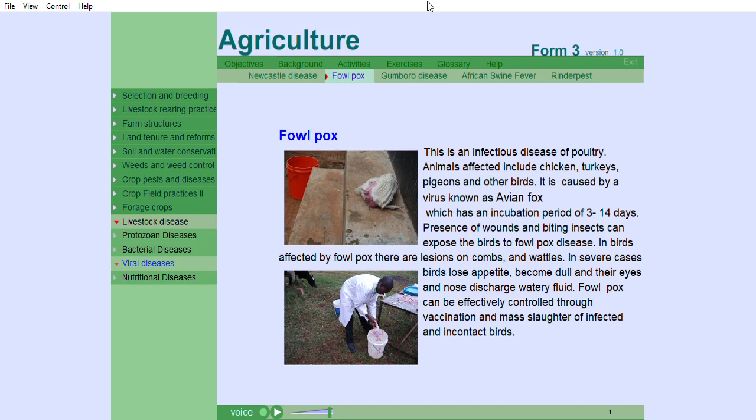In birds affected by fowl pox, there are lesions on combs and wattles. In severe cases, birds lose appetite, become dull, and their eyes and nose discharge watery fluid. Fowl pox can be effectively controlled through vaccination and mass slaughter of infected and in-contact birds.